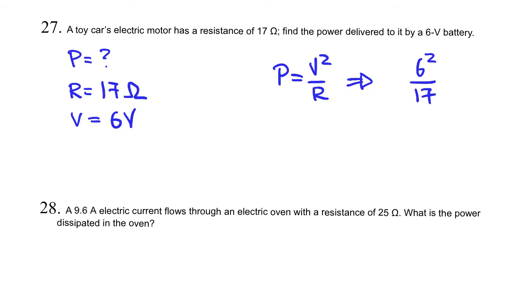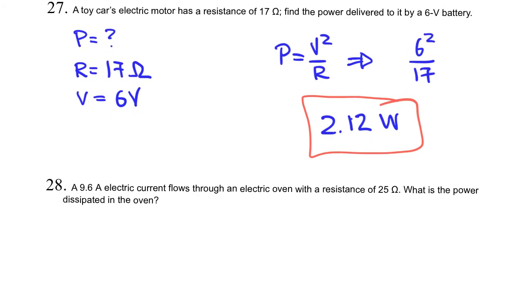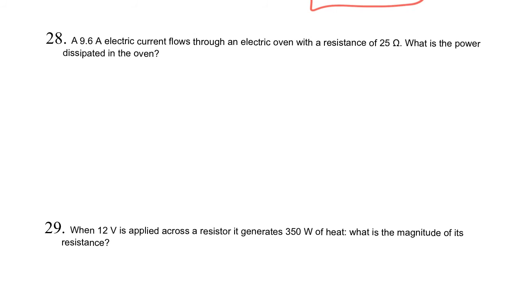So now I take out my calculator, I do 6 squared, I remember the PEMDAS rules, and then I divide it by 17, and I get the magic number of 2.12, and that would be watts. That would be my answer that I got. Okay, moving on to the next problem, number 28.